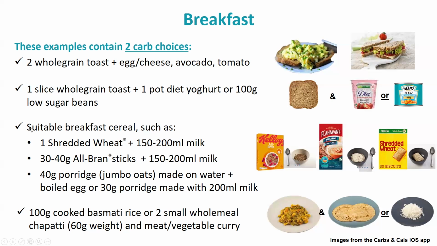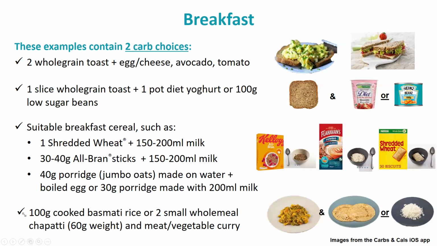Another example could be 1 slice of whole grain toast and 100 grams of low sugar baked beans. Or you might decide to go for a suitable breakfast cereal option. So it could be 1 shredded wheat with 150 to 200 ml milk. Or it could be 30 to 40 grams of all bran sticks with 150 to 200 ml milk. Or it could be 40 grams of jumbo porridge oats made on water and a boiled egg to give some protein. Or it could be 30 grams of porridge oats made with 200 ml of milk.